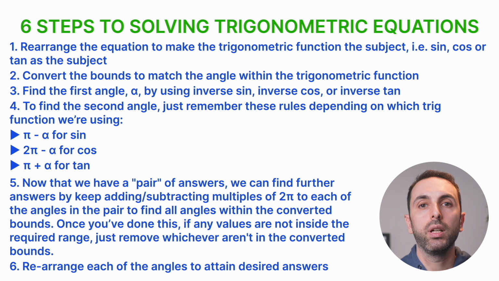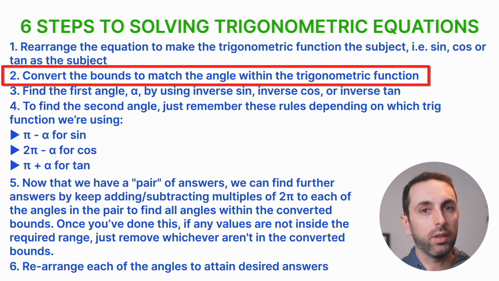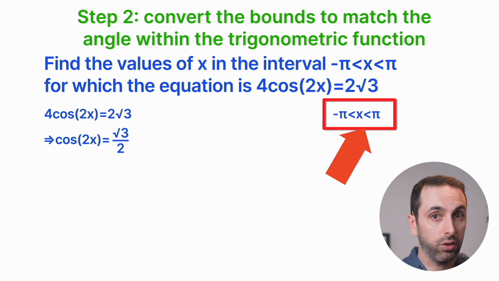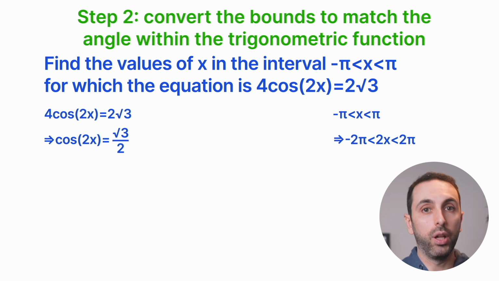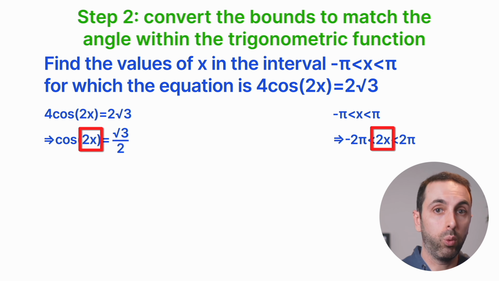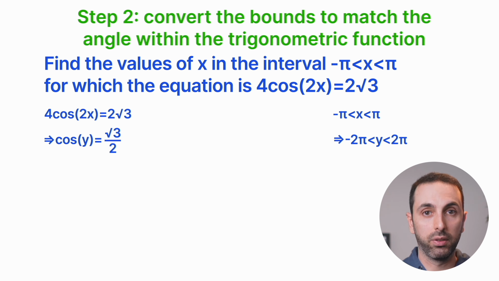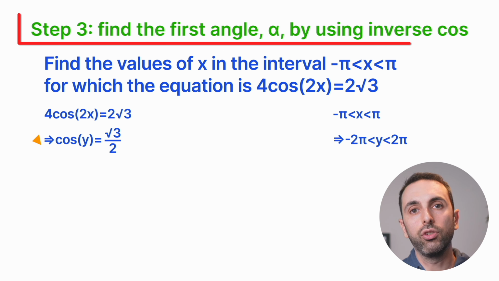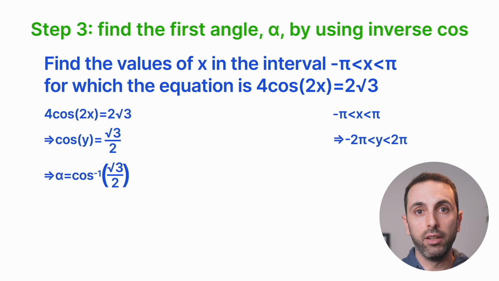Looking at the second step, it says that we need to convert the bounds, like last time. So we'll now multiply all the values in the bounds by 2 to ensure that the new bounds are the following. And like last time, I'm going to replace the 2x with y for the trig function and bounds. Looking at the third step, I'm just going to apply inverse cos to root 3 over 2 in order to find the first angle, which is pi over 6 radians.